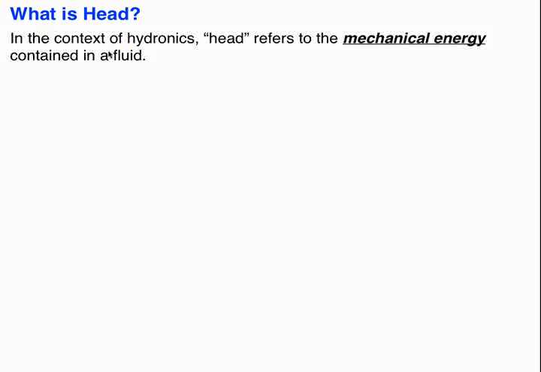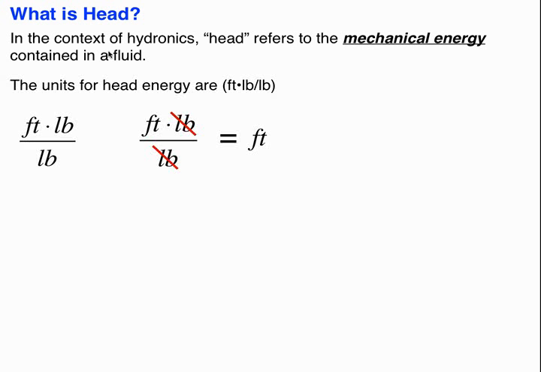I'm going to start with a quick review of what we talked about back in December. We were talking about the concept of head and specifically head loss in hydronic systems. Just to define what head is, in the context of hydronics, the best description of the word head is mechanical energy that the fluid contains. Short and sweet, circulators add head energy to the fluid. Everything else that fluid goes through removes that head energy.